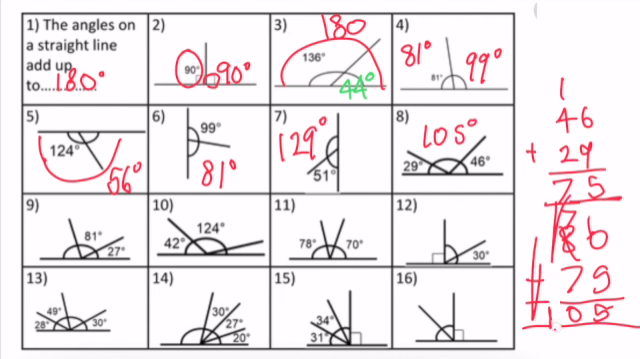Okay, number 9. 81 add 27. So 7 add 1 is 8. 8 add 2 is 10. So it's 108. These two here are 108. So now we need to do 180 take away 108.